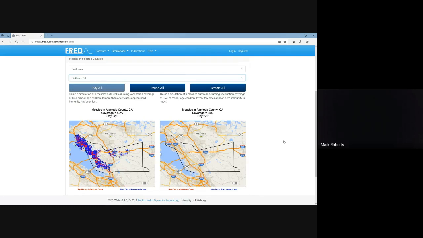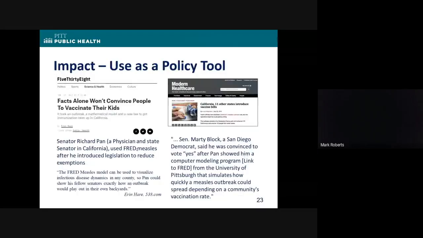So this was used as a description of the importance of herd immunity. Now, to be fair, it's not exactly that. What we do is we ran 100 simulations for each introduction, calculated the mean number of cases over those 100 introductions, and we're showing you a movie of the mean number of cases. So it could be worse than that, but it could be better than that. So this is some evidence of the impact that we had.